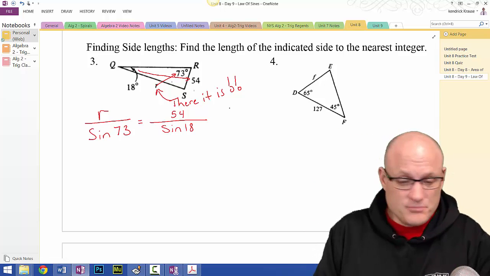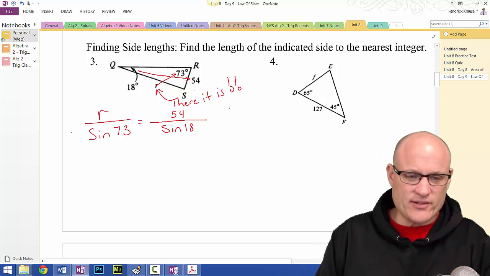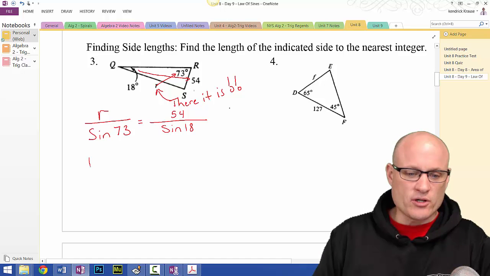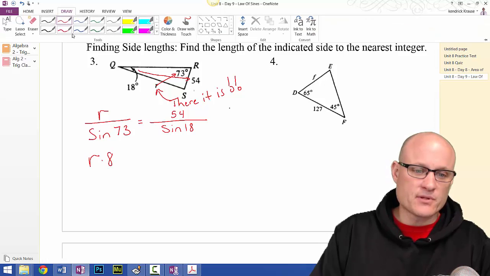Cross multiply. Boom. It's not very difficult. The law of sines is not a very difficult thing to use. So we're going to do R times sine.